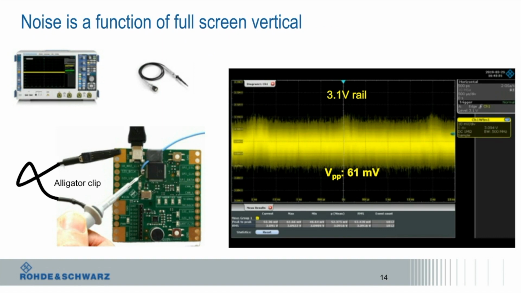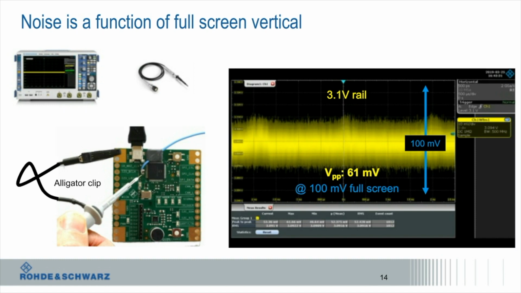Measurement noise is a function of vertical scaling. If I move to a more sensitive vertical scale, I can now measure lower peak-to-peak voltage. In this particular case, I've gone to 10 millivolts per division, or 100 millivolts full screen, and I'm now measuring 61 millivolts. If you remember, we were previously measuring 69 millivolts.